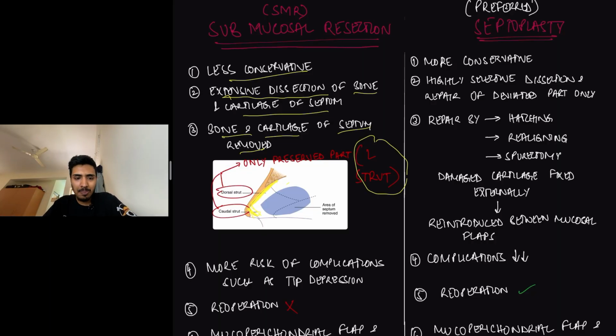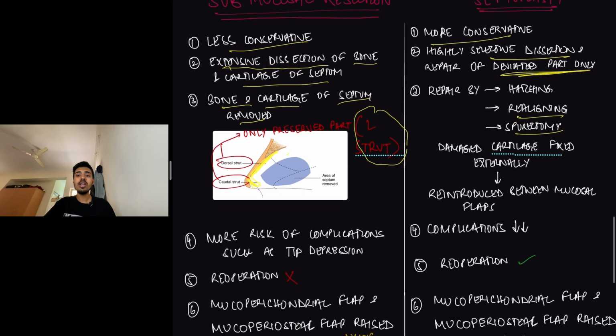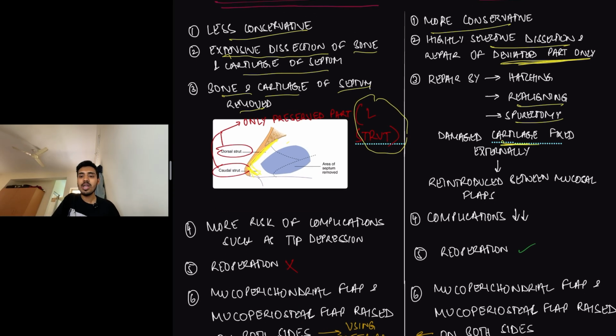Whereas in septoplasty, it is more conservative. Very, very selective dissection. Only the deviated part of the nasal septum is repaired. How will you repair it? You can either chisel it out, you can do a spurectomy. If you want, you can remove the nasal spur, you can realign the nasal septum, etc. And if possible in septoplasty, any cartilage that is damaged, you can fix it externally and once again reintroduce it in between the flaps.